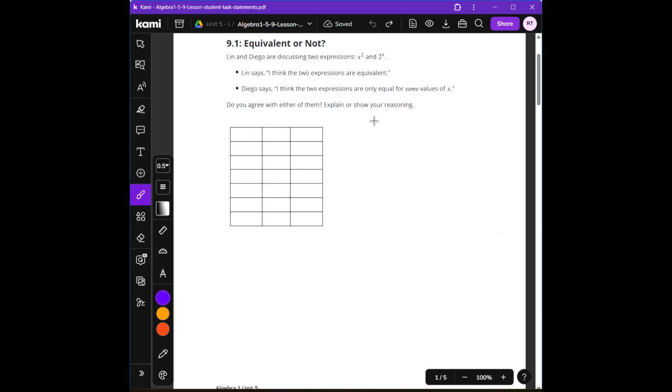So the first thing we should do here is set up a table, and we can look at this directly. First we're going to have our number x, and then we're going to look at x squared. And then the other one that they're asking about is 2 to the x. So let's go ahead and write down some numbers here.